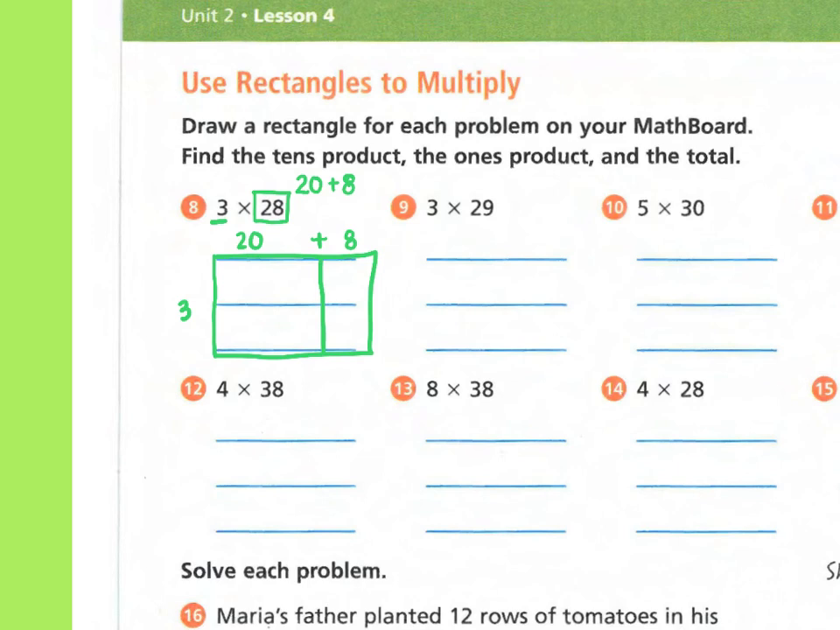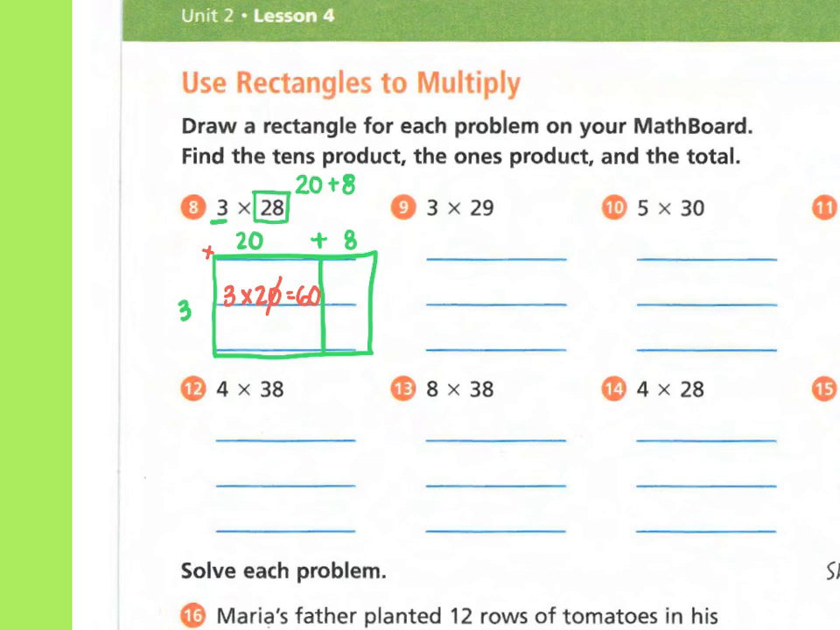Now that you have this built, I'm going to work through my tens place first. I'm going to look at my 20 and my 3. 3 times 20. When I write that out, I know I can use my tens trick that we talked about yesterday. So I'm going to cross out my 0. 3 times 2 is 6. I'm going to add my 0 back in, 60.